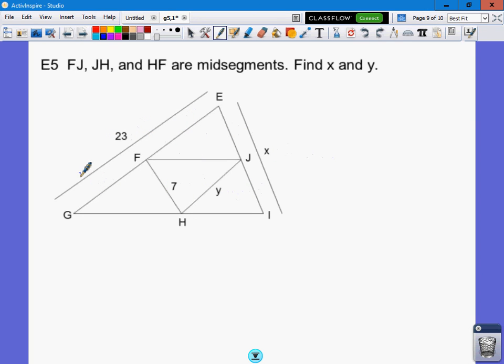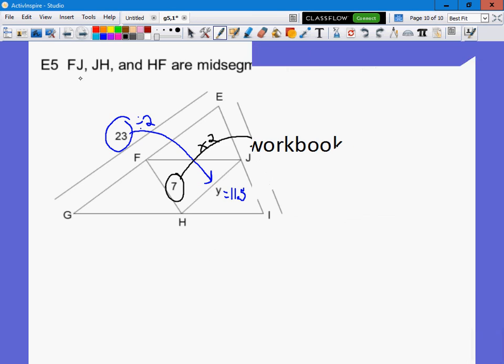This is the same example, just different numbers. If they give me 23 on the outside, what would I do to find y? Divide it by 2. And y is going to be 11.5. If they give me 7 on the inside, what would I do to the 7 to find x? Multiply by 2, so x would be 14. Is everybody good? Yes. Questions? That is your assignment.